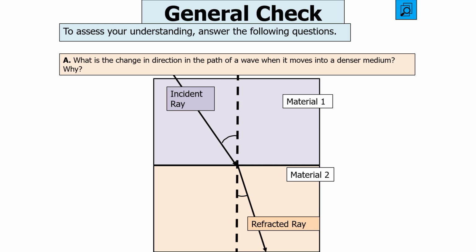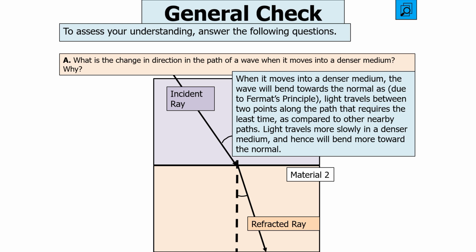What is the change in direction in the path of a wave when it moves into a denser medium? So pause the video now, then unpause the video when you want to go through your answer. When it moves into a denser medium, the wave will bend towards the normal, as the light travels between 2 points along the path that requires the least time as compared to the other nearby paths. Light travels more slowly in a denser medium, and hence will therefore bend towards the normal.